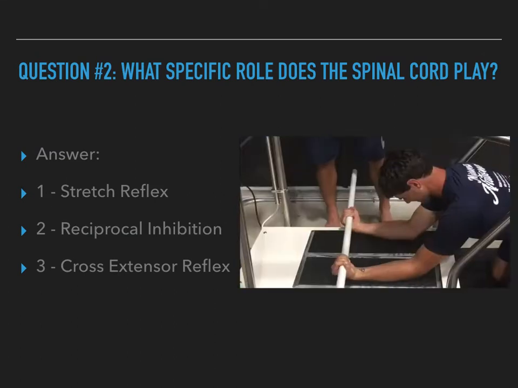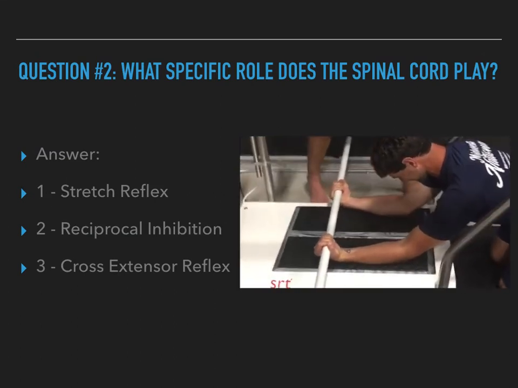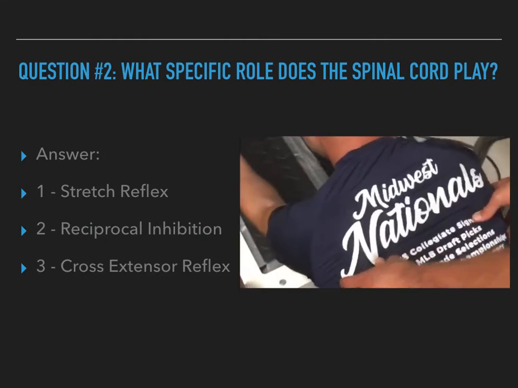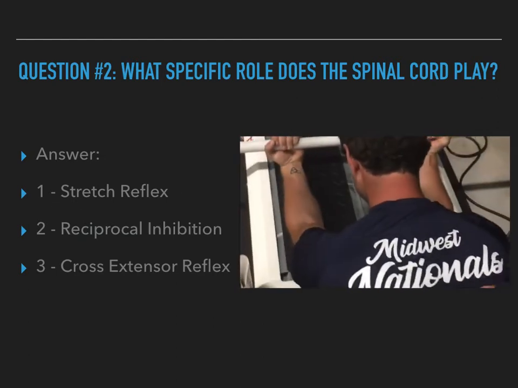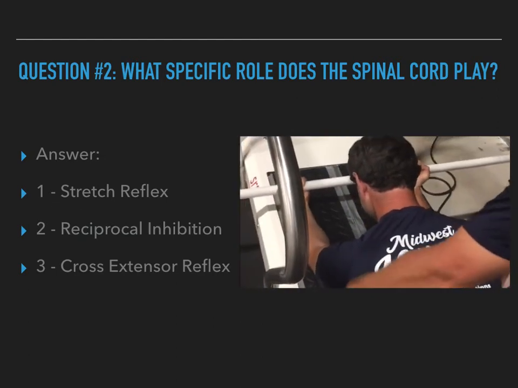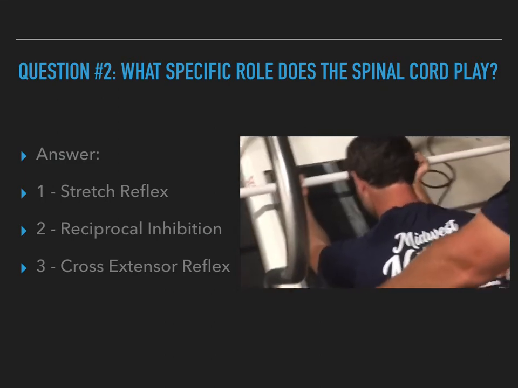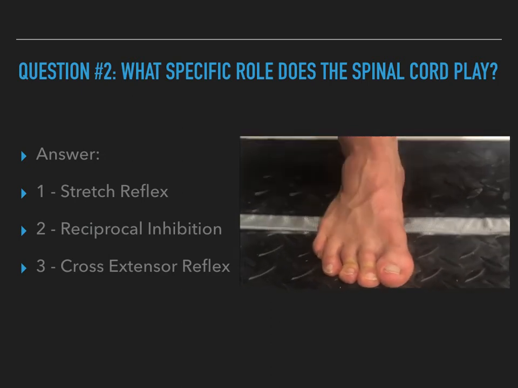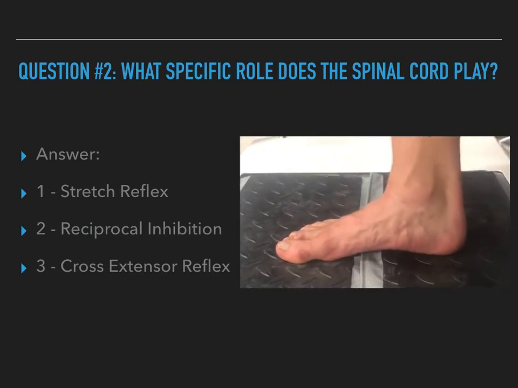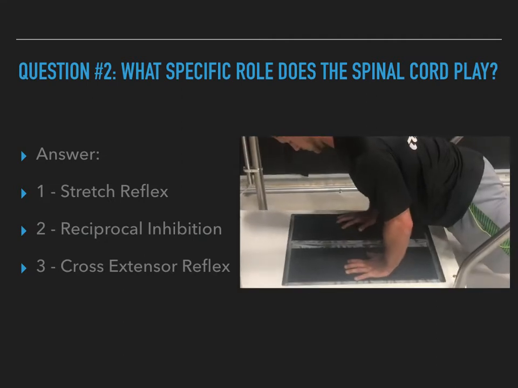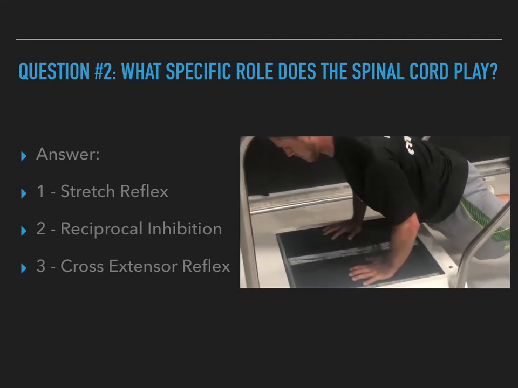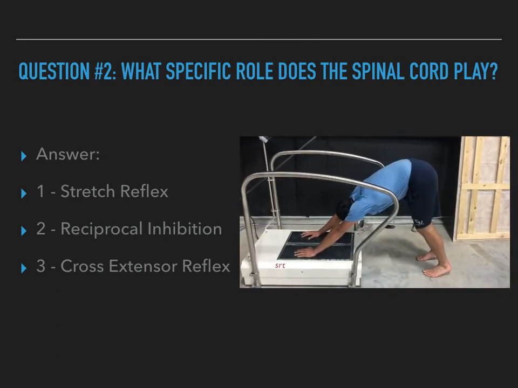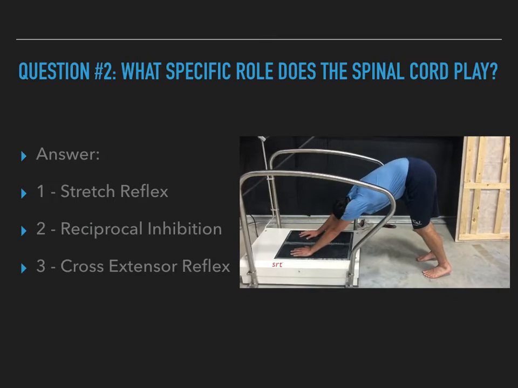So question number two then becomes, what specific role does the spinal cord play? There's really three different things. Stretch reflex, which is responsible for amplitude and velocity of the stretch, but mostly velocity, and we'll get into that a little bit later. Reciprocal inhibition, which inhibits the antagonist and increases the effect of the agonist. And then cross-extensor reflex, which is seen during walking and running, where we have flexion on one side, then extension on the other. So you can think about, as your, let's say, left leg comes forward into flexion, the opposite leg is going to be going back into extension.